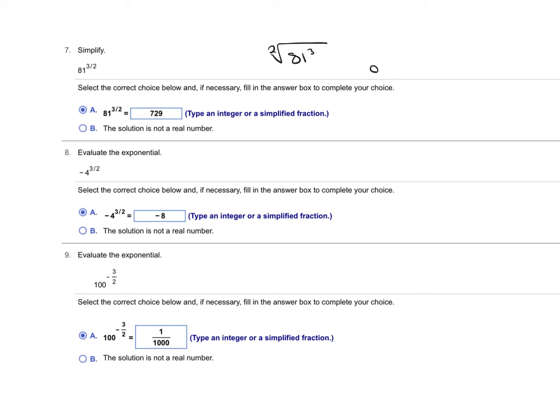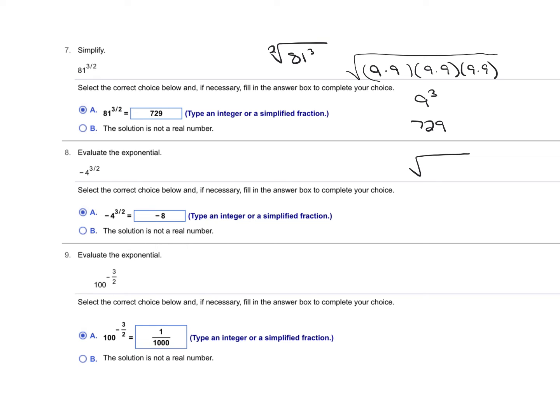Here we have the square root of 81 cubed. Remembering that 81 is 9 times 9. So we have 9 times 9, 3 times. So that will be 9 cubed when I take the square root of that. And 9 cubed is 729.